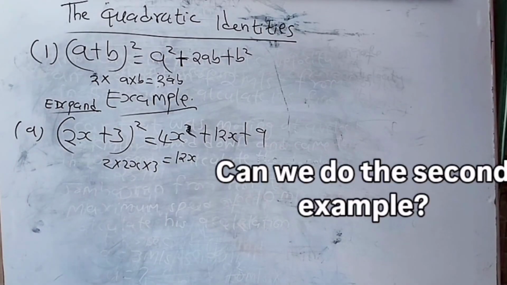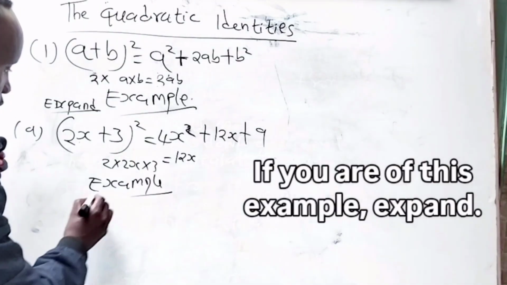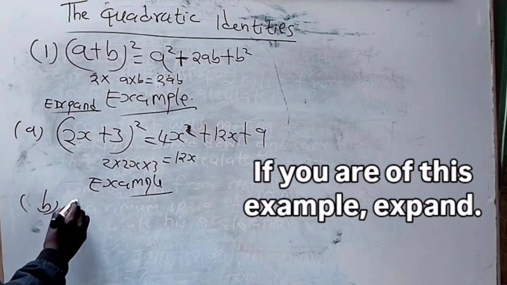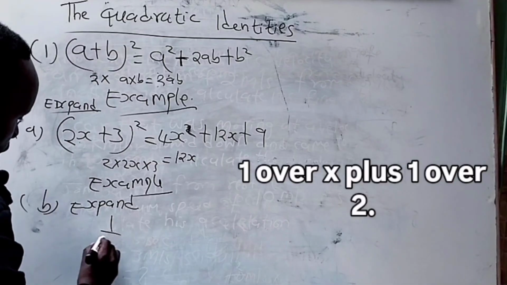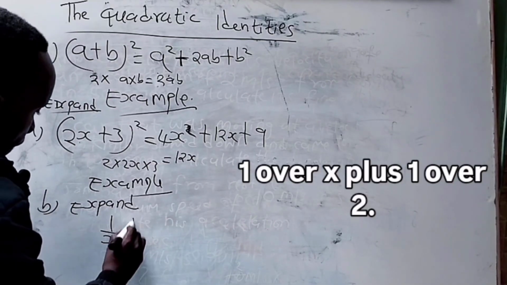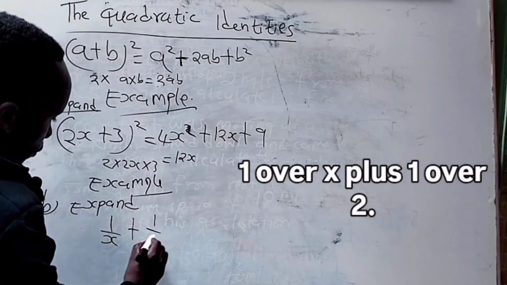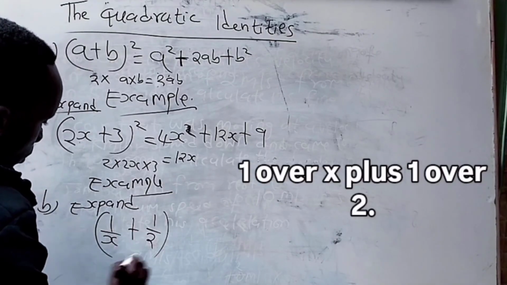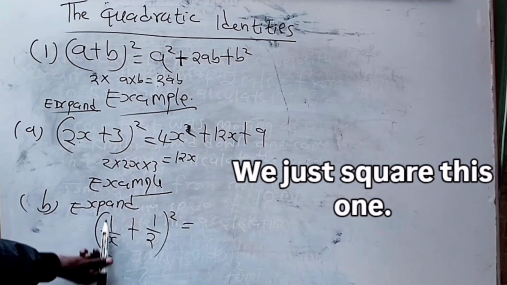Can we do the second example? If you have this example, expand (1 over x plus 1 over 2) squared. What do we do? We just square this one.